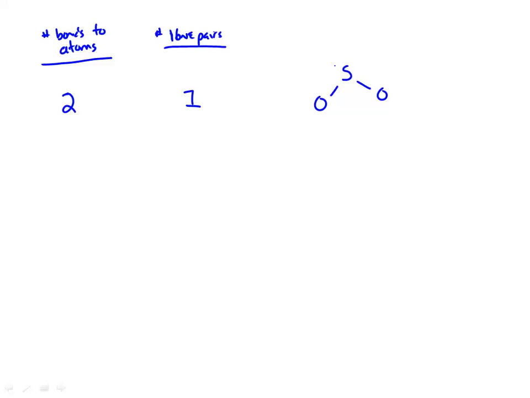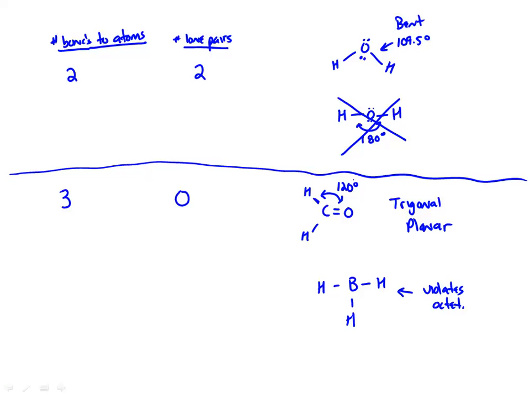Oxygen. Actually, this is a horrible example because it violates the octet rule. Where's my good example that doesn't violate the octet rule? Yes, we mentioned that the bond angle is 120 degrees now for these types of molecules.